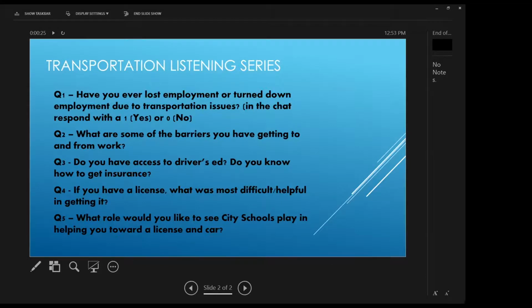If driver's ed was offered in schools more, you would see more and more students with their licenses or their permits earlier than it takes them now. Most kids now try to scramble to get a license so they can drive to the prom senior year. But getting a license and your permit is a big part of moving forward in everything that you're going to do in your future. And our kids sometimes need that bridge to help them get over that hump.